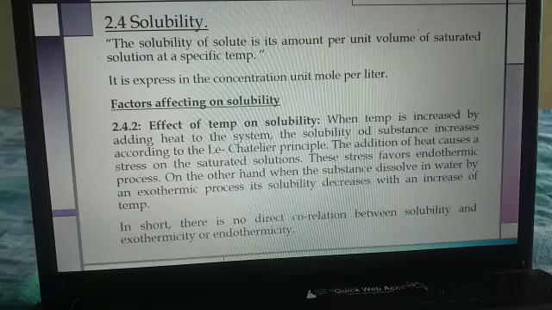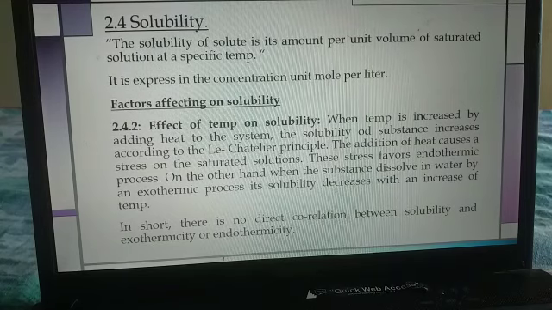Hello students. In the last lecture we learned about the factors affecting solubility; the first one is the nature of solute and solvent. Now, the second one, let's start to learn the effect of temperature on solubility.